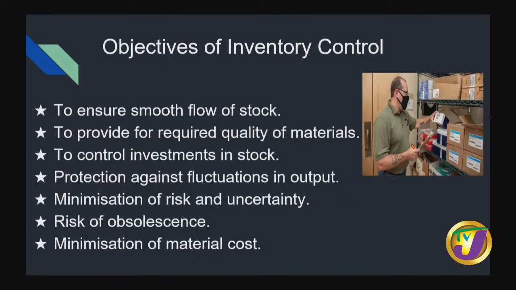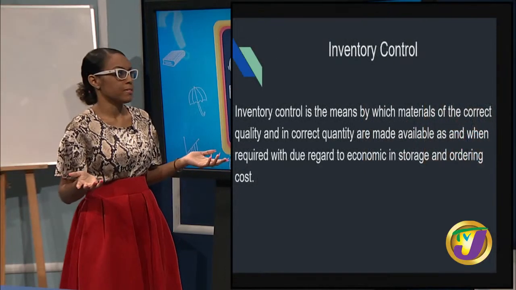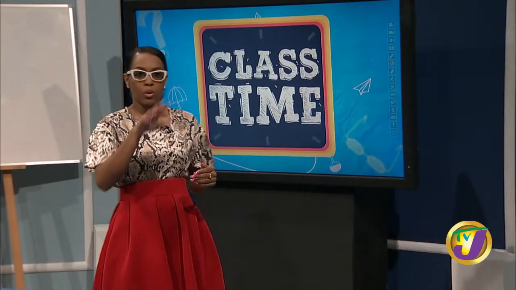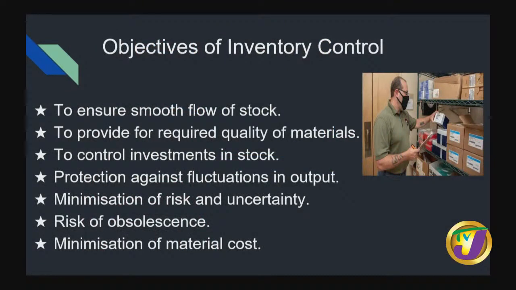The objectives of inventory control. What are the objectives? To ensure smooth flow of stock. You have what you need, so you don't have to be running all over the factory. You have it right there in the warehouse. To provide for required quality of materials. Here again, quality. To control investments in stock, so you know where your money is going. You know what it is that you should probably stop investing in, or what it is that you need to start investing in, all right? Protection against fluctuations in output. So in the event that your demand is rising or probably decreasing, you know what to do.